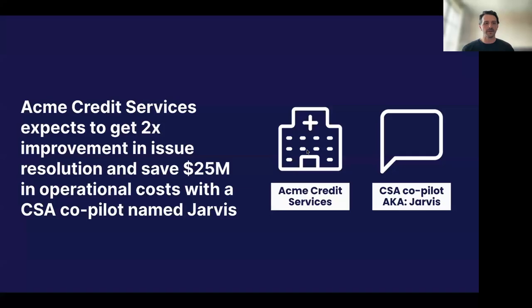So for our demo today, we are working at Acme Credit Services, and we're building a copilot for our customer service agents called Jarvis. And Jarvis is designed to sit right alongside our customer service agents. And for a given question from a user about their credit score or filing disputes or their credit report, be able to generate a factual, grounded, helpful response to the user. And at Acme Credit Services, we estimate that this will double the efficiency of our CSAs and save us over $25 million a year.